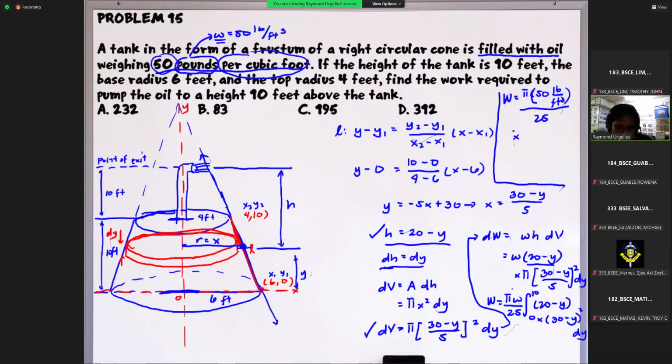Kaya lalabas dito ay 297,000, which is 500 divided by 3, in feet to the 4th power. Kaya magka-cancel dito yung cubic feet, so this will be in pound foot. Pero yung mapapansin natin dito na work done, times pi times 50 divided by 25, you will get 595,000 pi divided by 3.